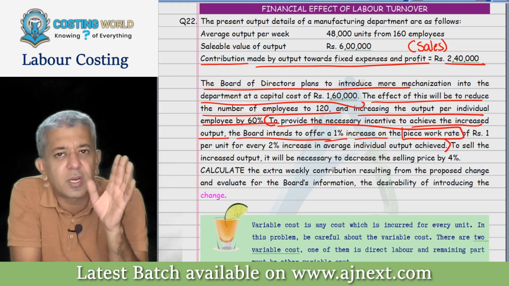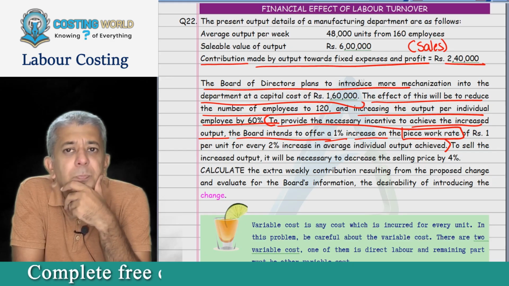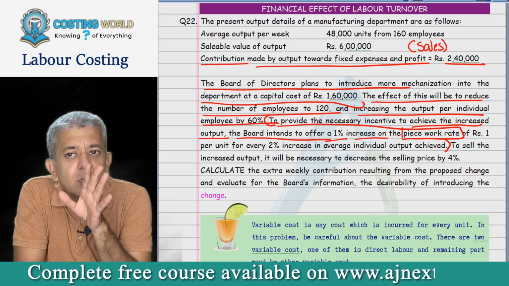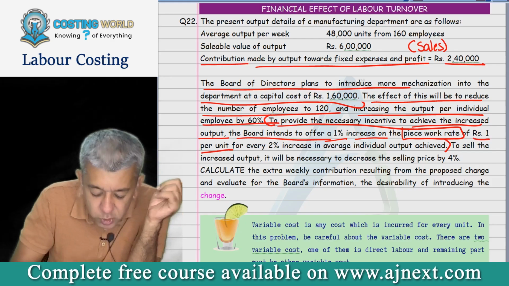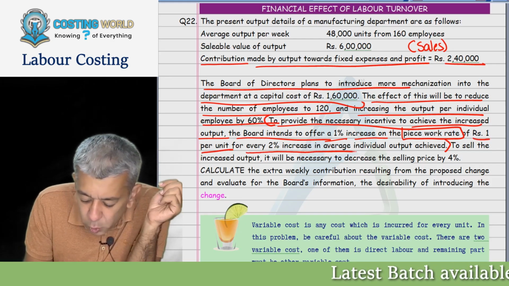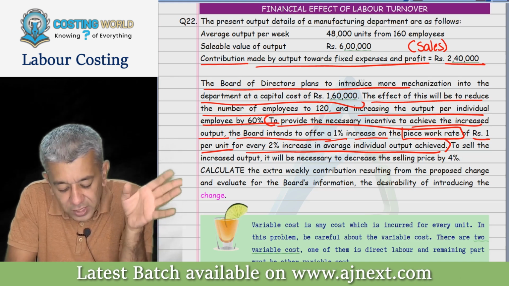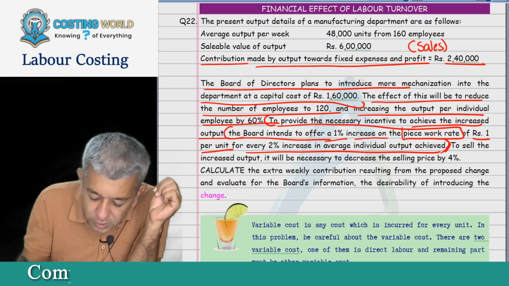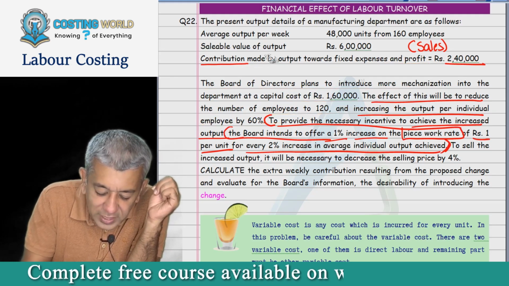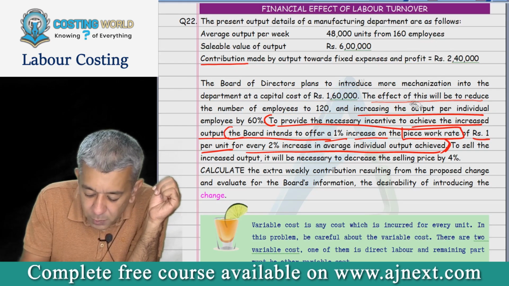Piecework rate means rate per unit, right? Of rupee 1 per unit. So the piecework rate is rupee 1 per unit, for every 2% increase in average individual output achieved. Read this particular line once more. Whatever is underlined, please read it in a proper way.